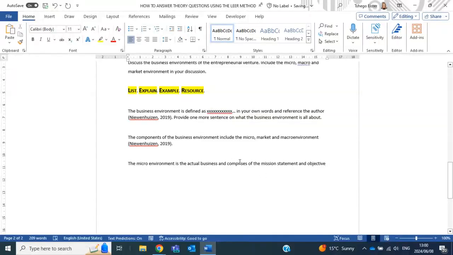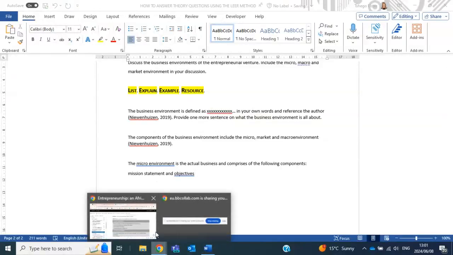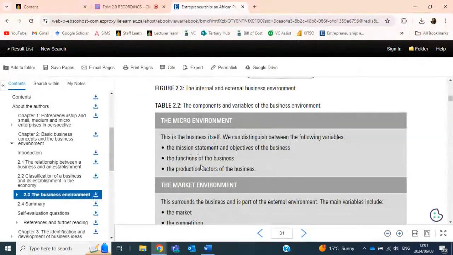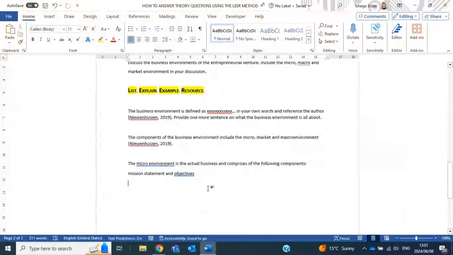So let's write that, comprises of the following components. Then you will say mission statement and objectives, right? Then you will say the functions of the business and the production factors. So those are the three elements of the microenvironment.